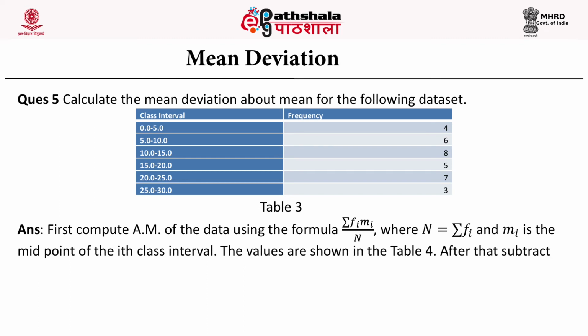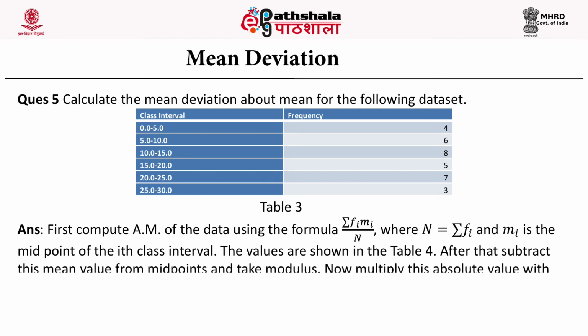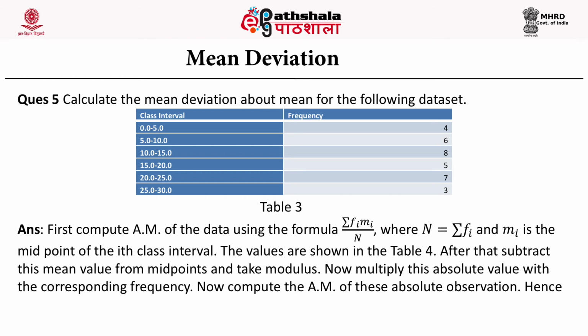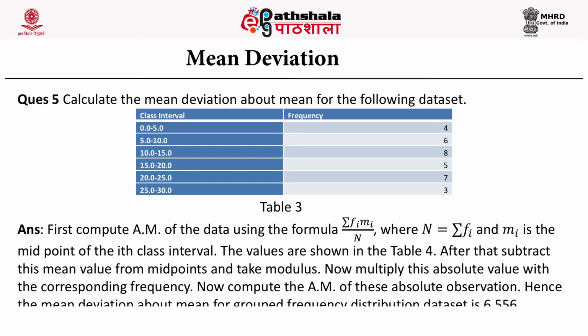After that, subtract this mean value from the midpoints and take the modulus. Now multiply this absolute value with the corresponding frequency. Now compute the arithmetic mean of these absolute observations. Hence the mean deviation about mean for the group frequency data set is coming out to be 6.556.